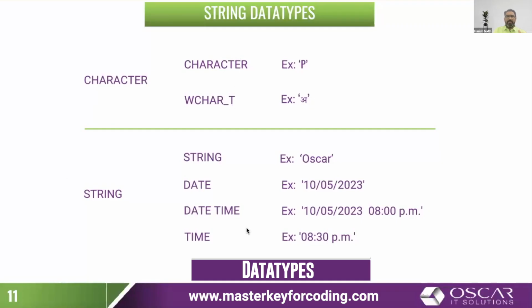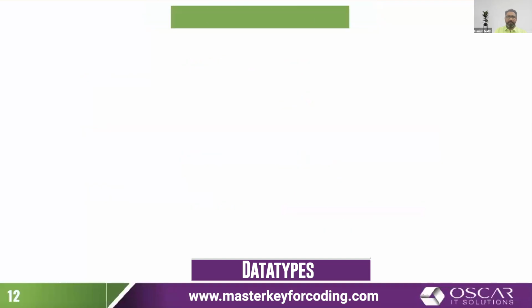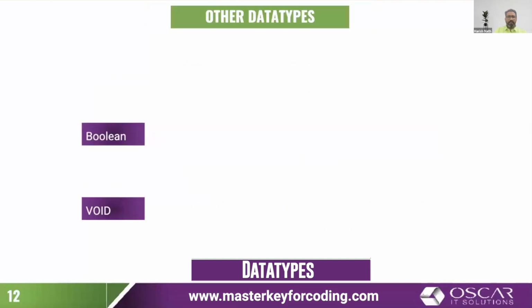We have a single character, and at the same time, we can store multiple characters in the form of a string, like names of people, date, time, and only time. These are the different patterns which are recognized under string. And then we have the Boolean type and the void type.